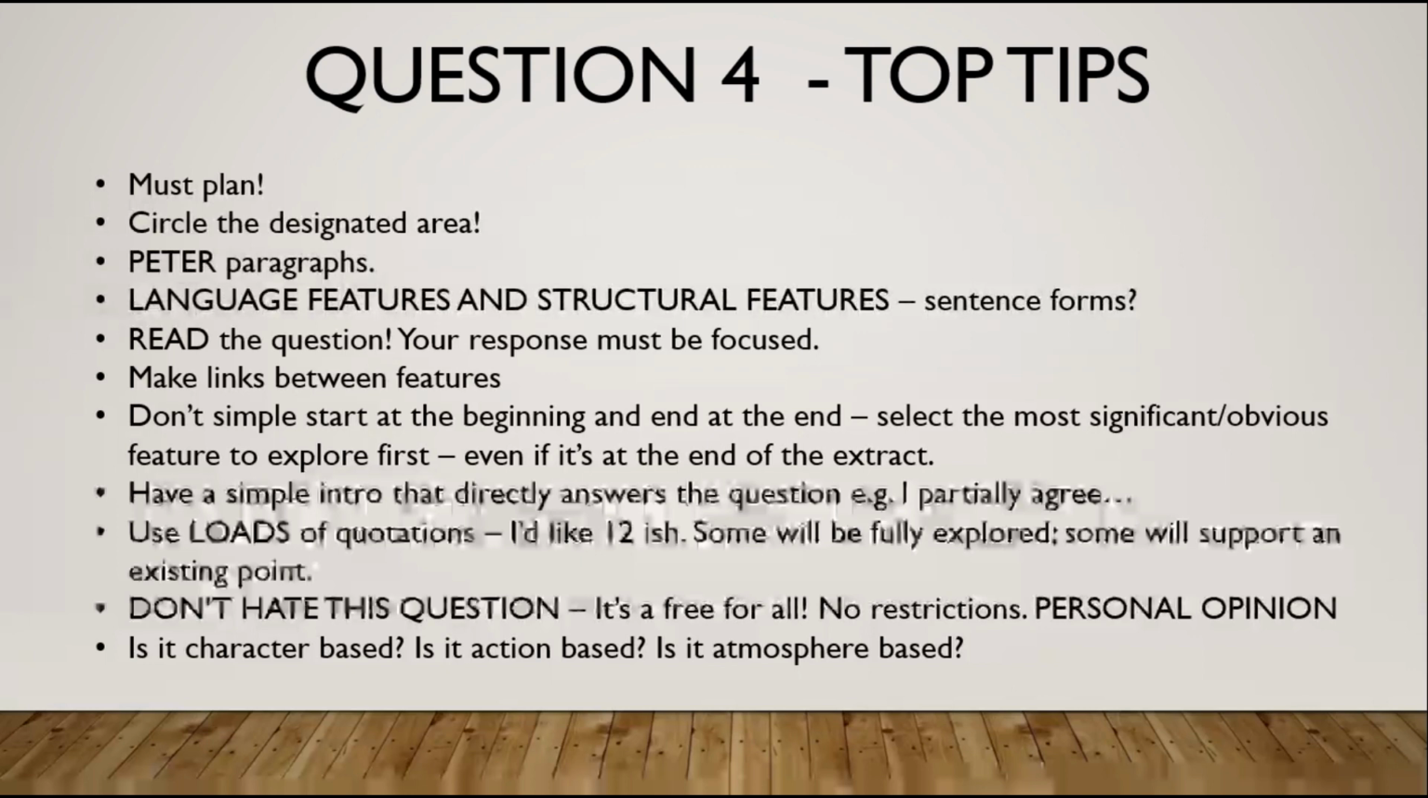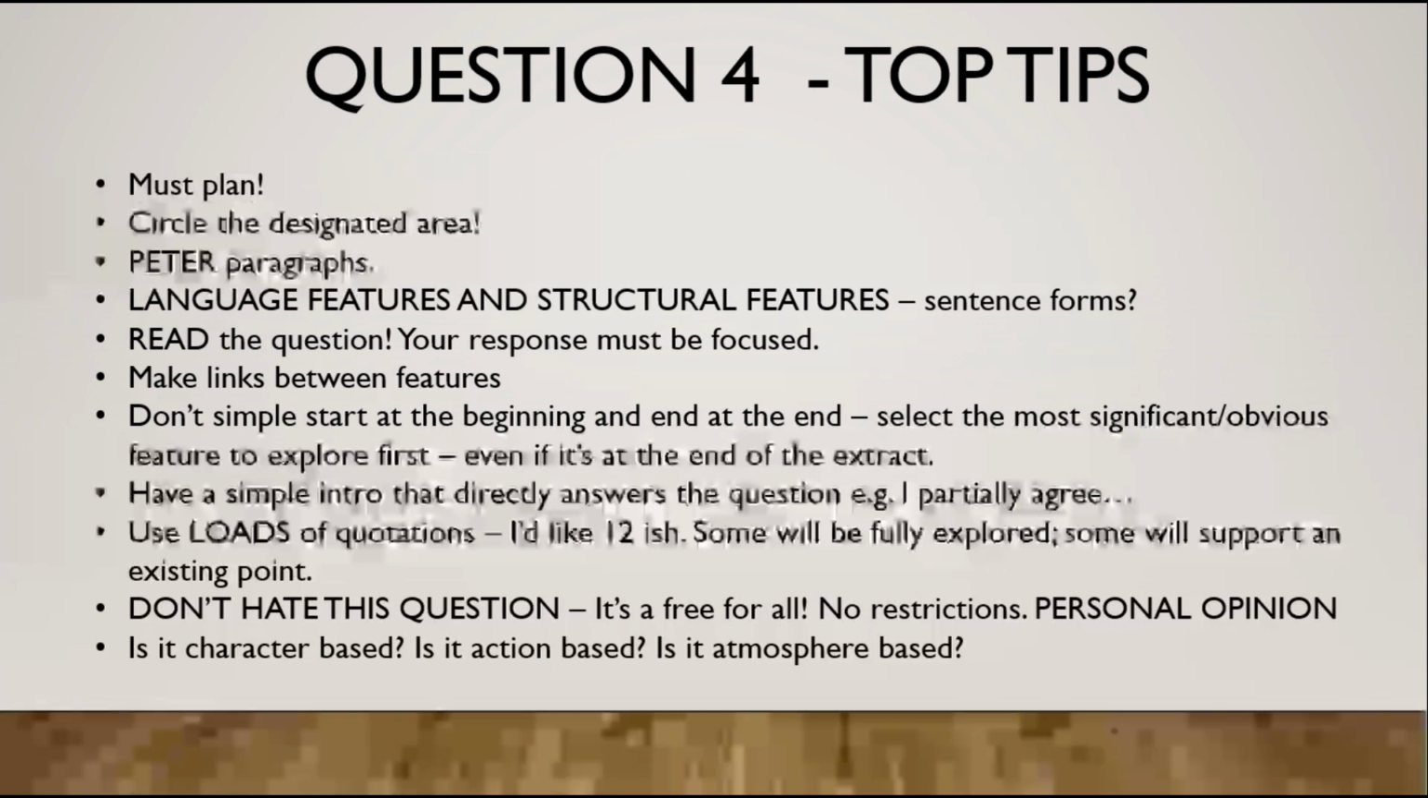Now, there could be linguistic links. There could be 2 different environments, but they might have a common thread, like there could be lots of sharp references, therefore they're both dangerous. There could be something like that. The beginning and the end, you could have a circular narrative. What could that mean? Don't simply start at the beginning and end at the end. It's not as good to do this one chronologically. You should be selecting the most significant or obvious feature. You're asked to what extent. Therefore, if you're saying, well, I really agree, you're going to show why you really agree.